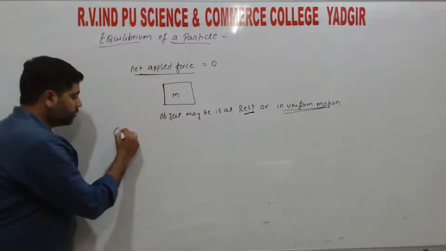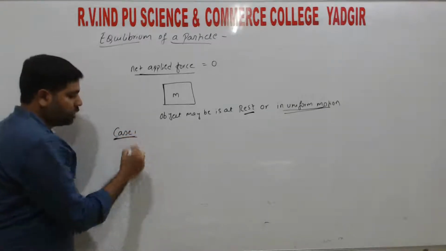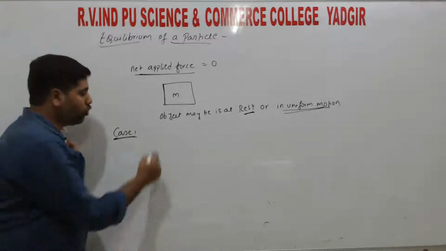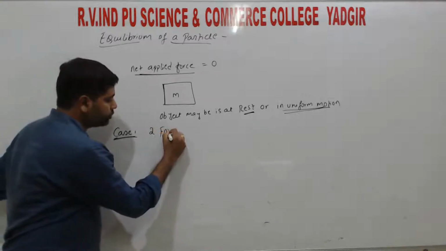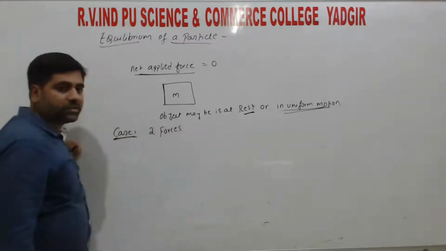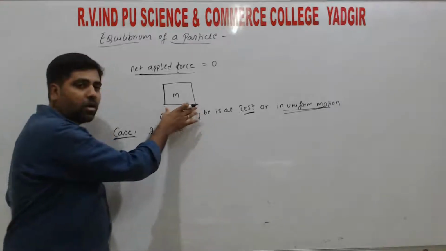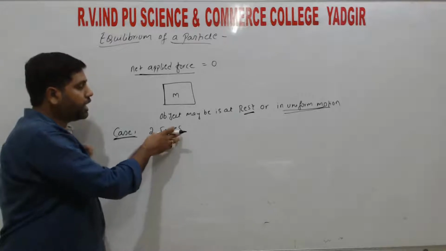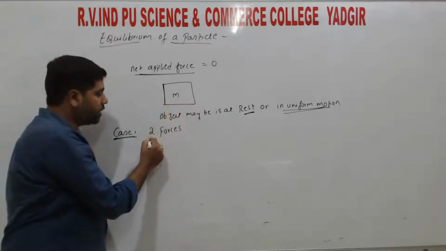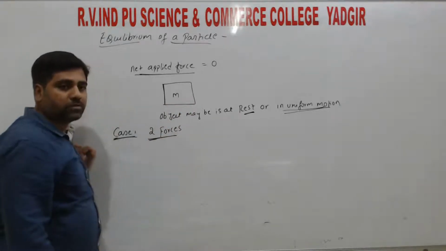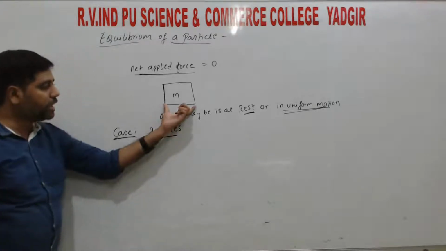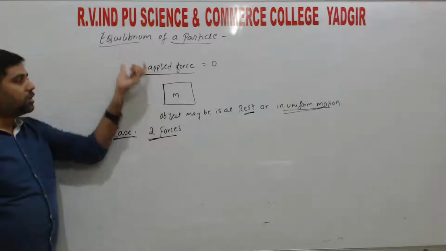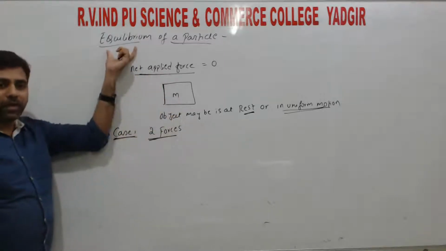So, in discussing the cases, considering two forces acting on an object or a particle, what is the condition for equilibrium of that object when we are applying the two forces? Now we are applying two forces on this object, so we need to write the condition for this object to be in equilibrium.